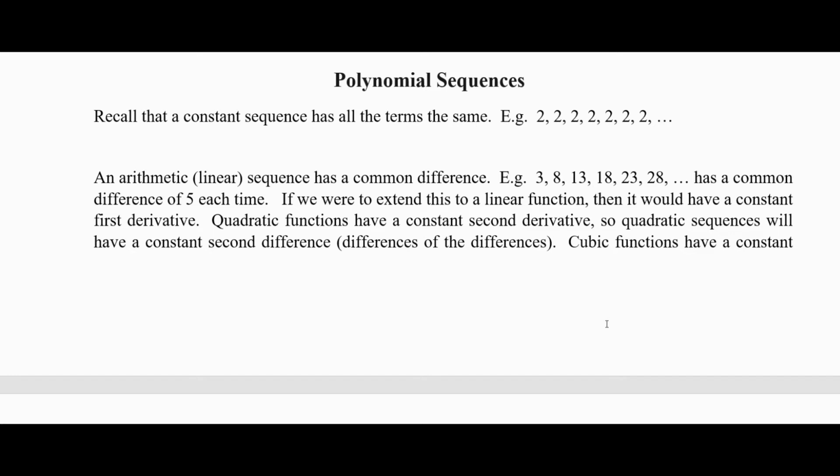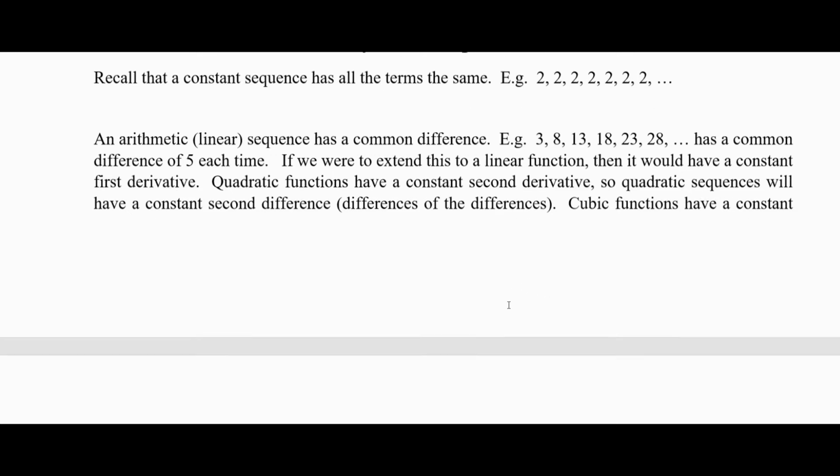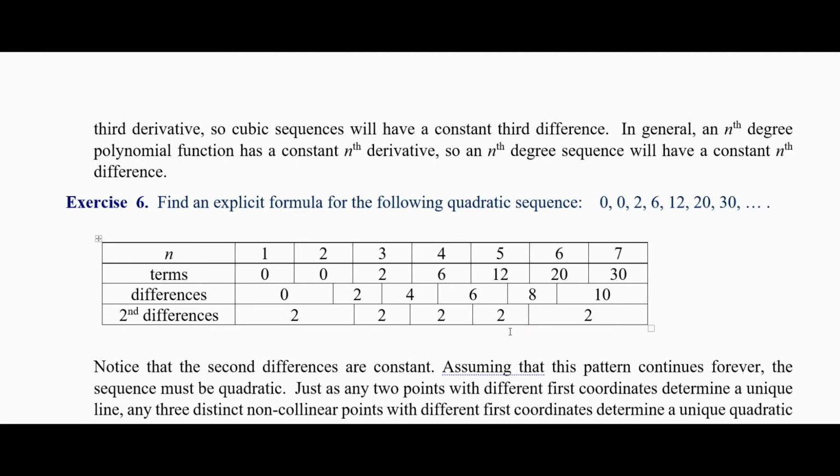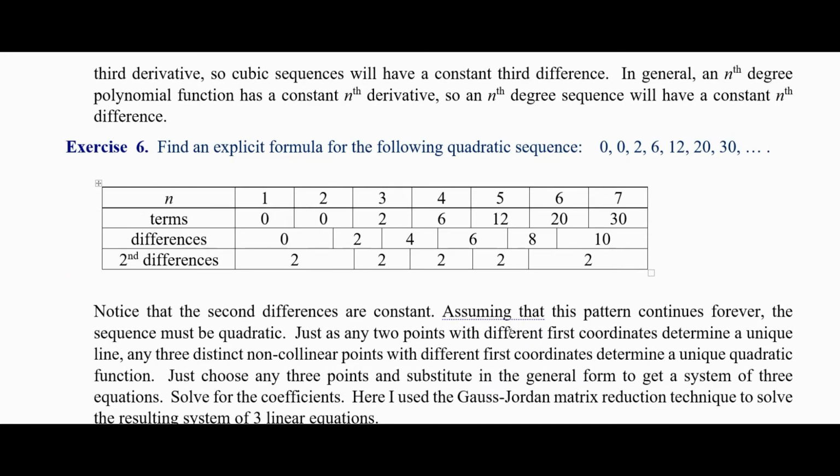Quadratic functions, second-degree polynomial functions, have a constant second derivative. So quadratic sequences will have a constant second difference, the difference of the differences. Cubic functions have a constant third derivative, so cubic sequences will have constant third differences, and so on. So in general, an nth degree polynomial function has a constant nth derivative, so the nth degree sequence will have a constant nth difference. So here's an example.